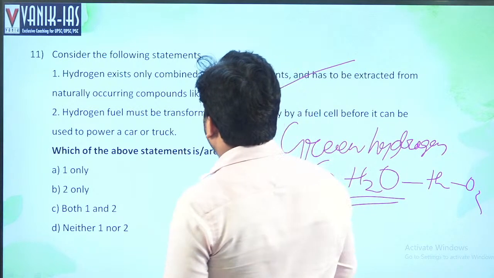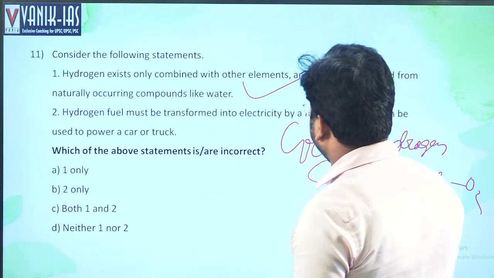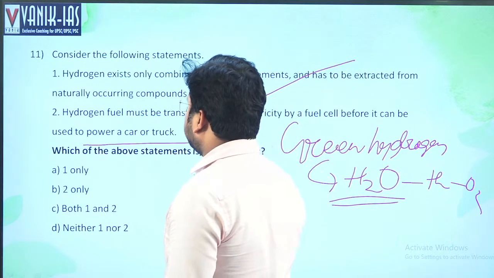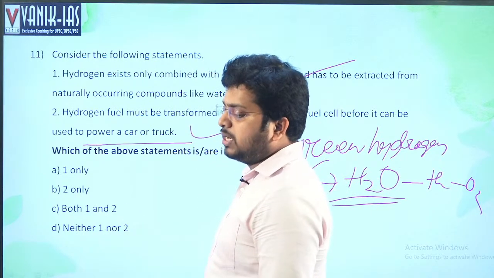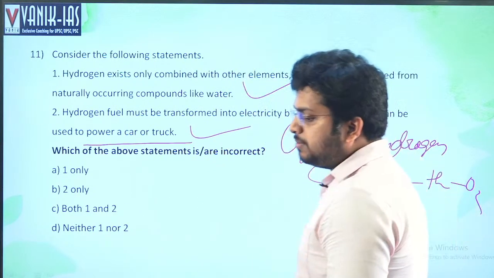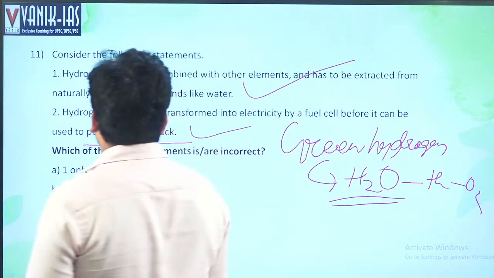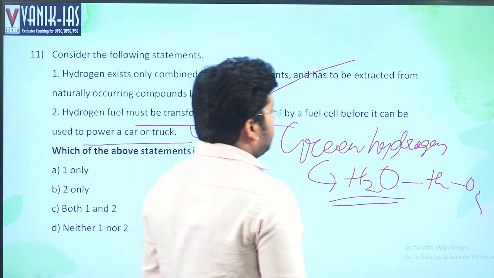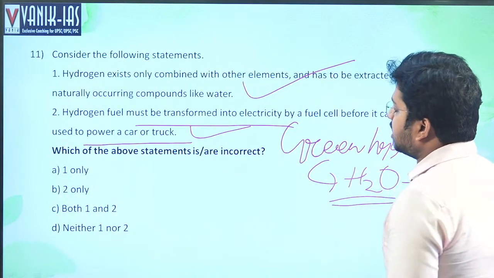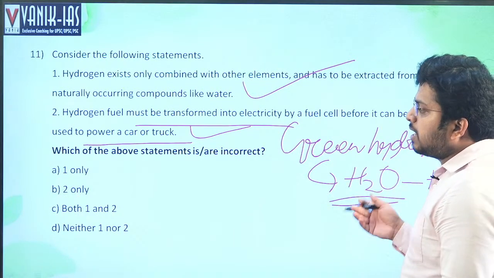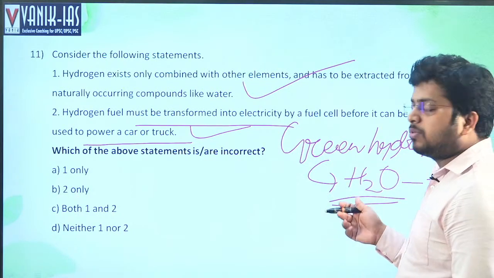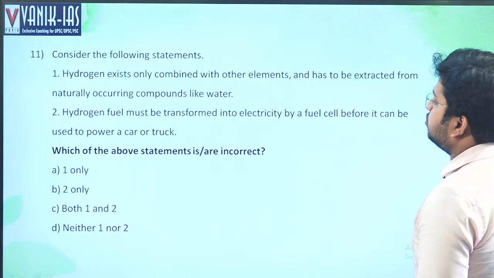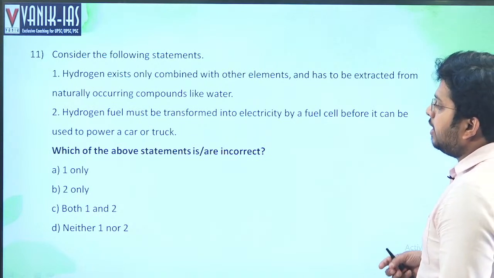The hydrogen fuel must be transformed into electricity by a fuel cell before it can be used to power a car or truck. Otherwise, how can you do that? You will make it a fuel cell. A fuel cell is essential to use the hydrogen fuel, where it will be converted into chemical energy, and finally in the car or truck, that energy will be converted into electrical energy.